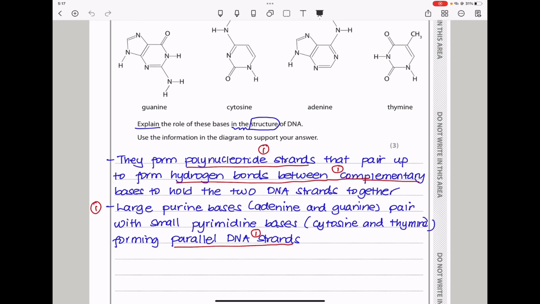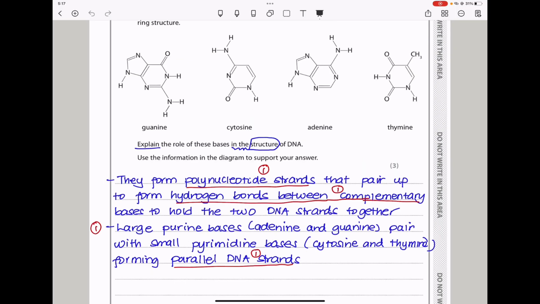They say explain the role of these bases in the structure of DNA. They want you to use the information in the diagram to support your answer. We know that these are used to form polynucleotide strands that pair up to form hydrogen bonds between complementary bases to hold the 2 DNA strands together. So the large purine bases, like adenine and guanine, will pair with smaller pyrimidine bases, like cytosine and thymine, forming the parallel DNA strands.